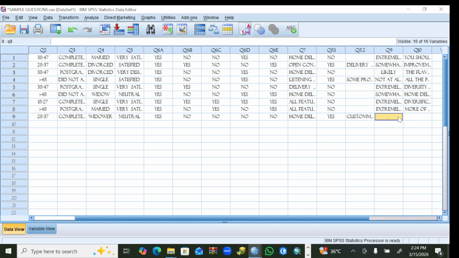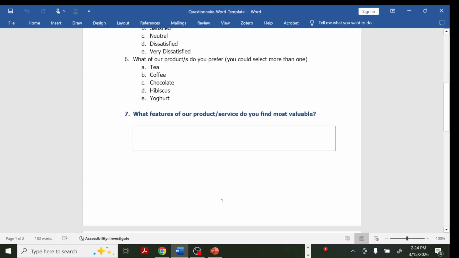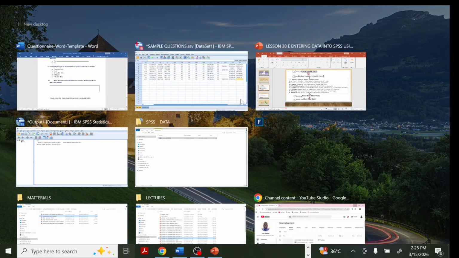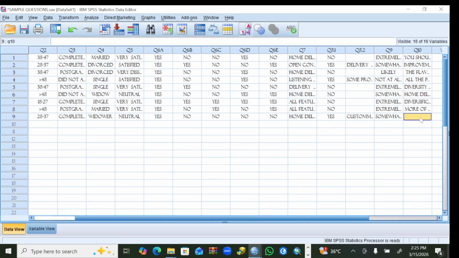Then satisfaction. Recommendation is somehow reserved. And a recommendation for future, what improvement or additional feature would you like to see in future? So the recommendation here for that person say, increase your coverage, for example.